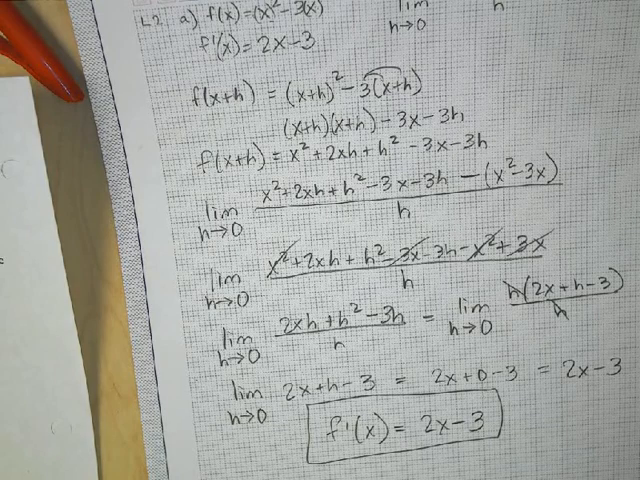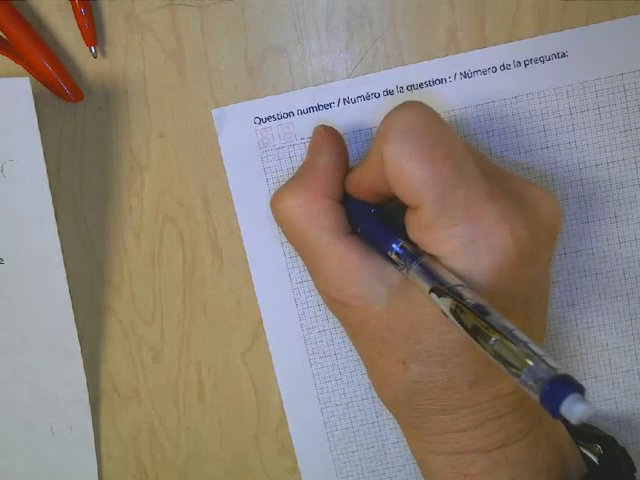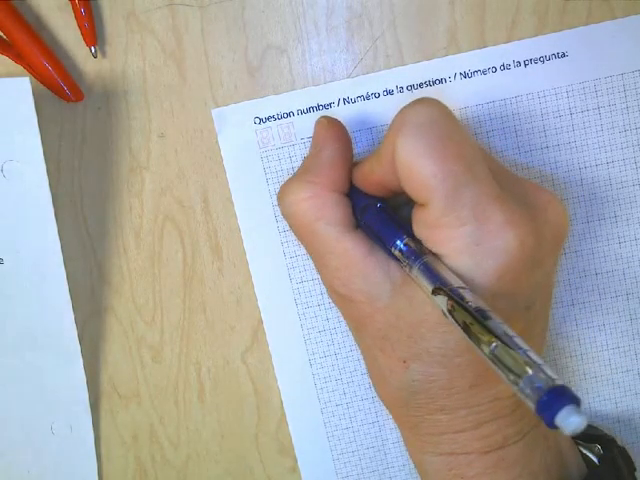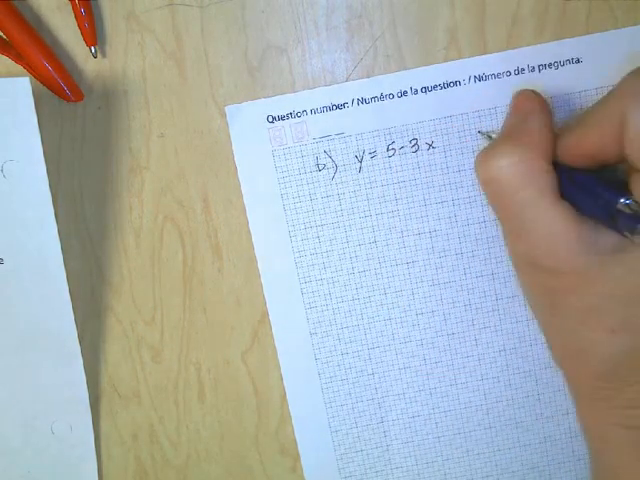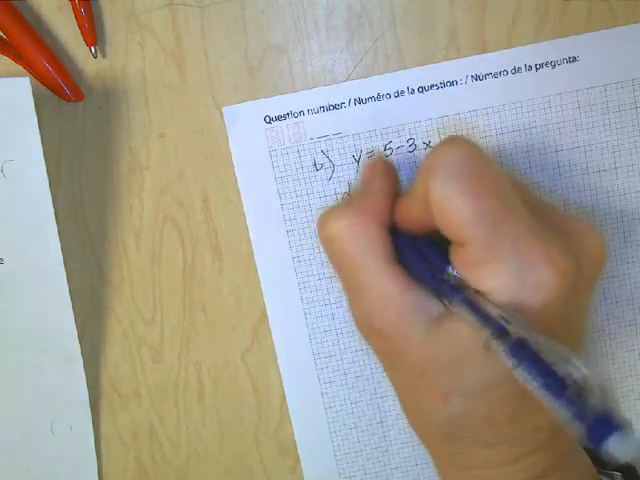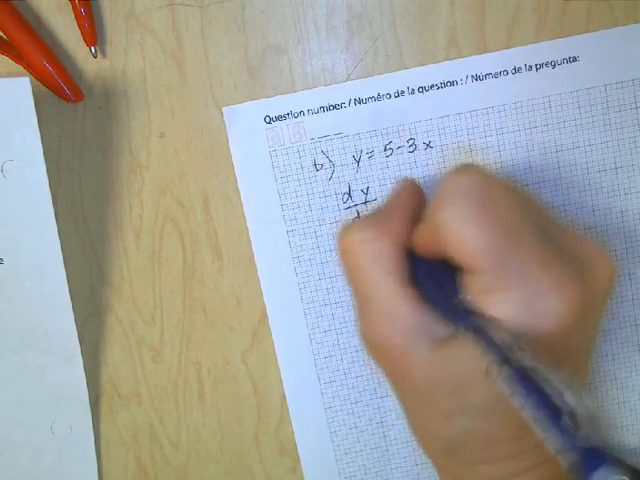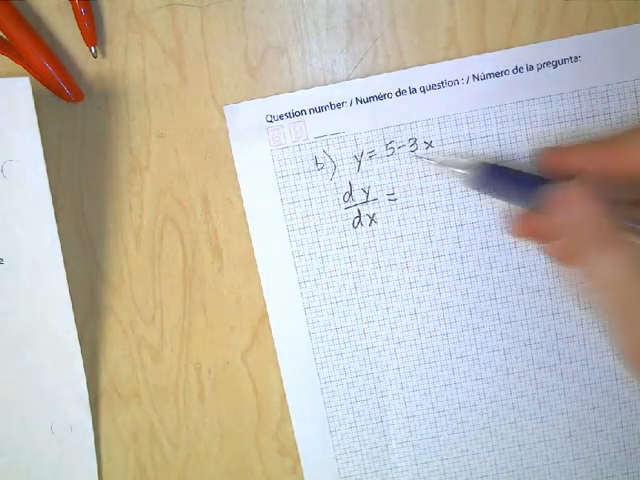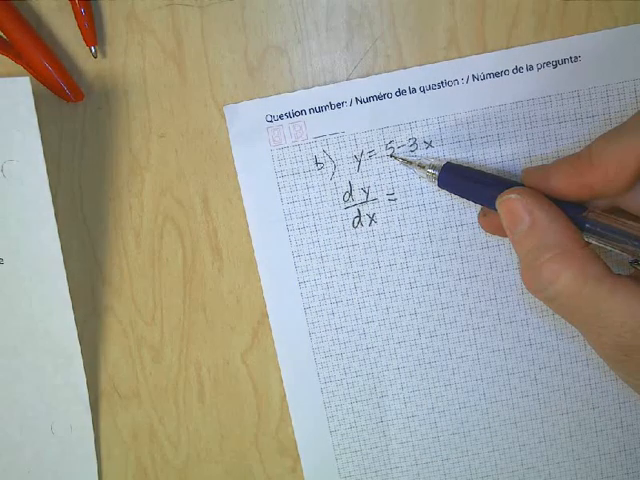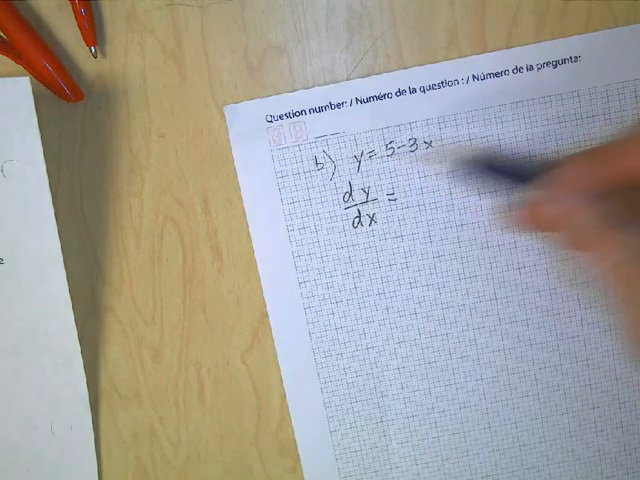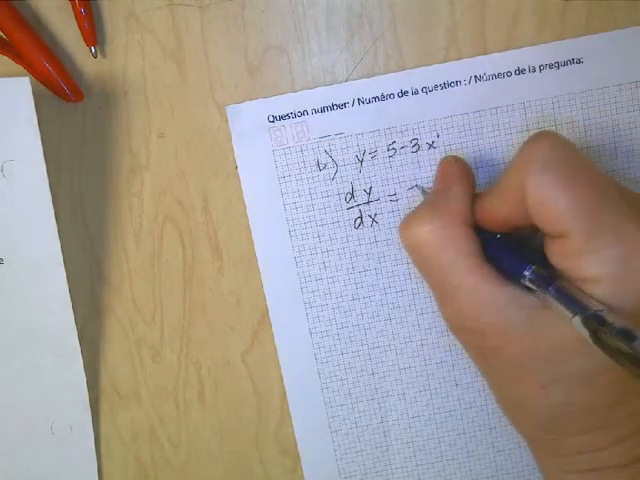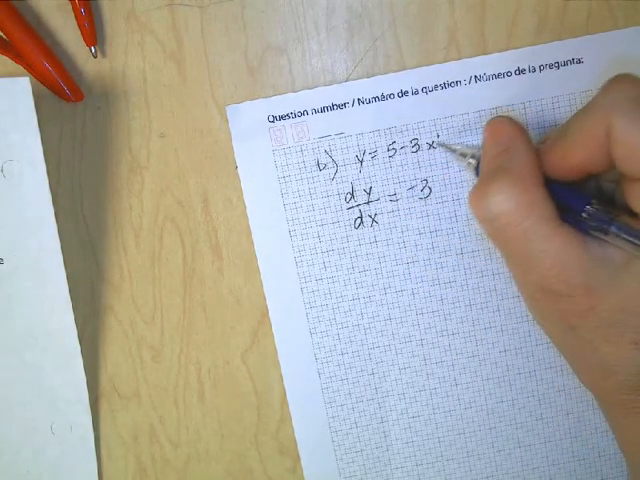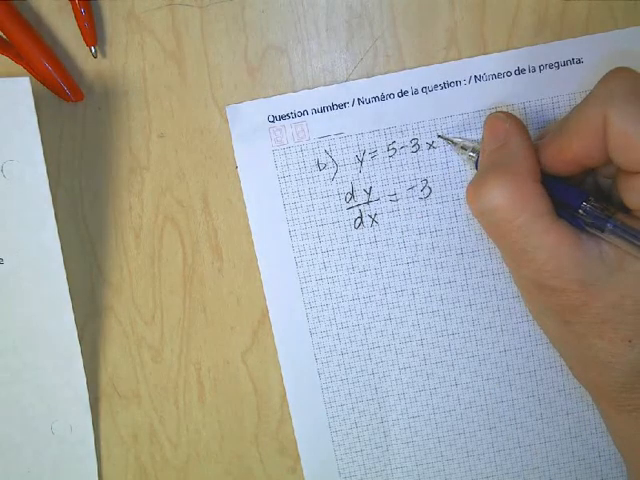All right, 2b. I have y equals 5 minus 3x, and I want to find dy/dx. Let's do it with the shortcut first. 5 doesn't have a variable, doesn't have an x, so that just goes to 0. And the other one, the invisible exponent is a 1, so 1 times negative 3 is negative 3, and 1 minus 1 is 0, so the x just goes away.